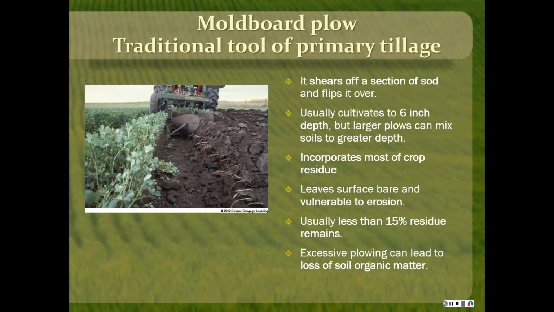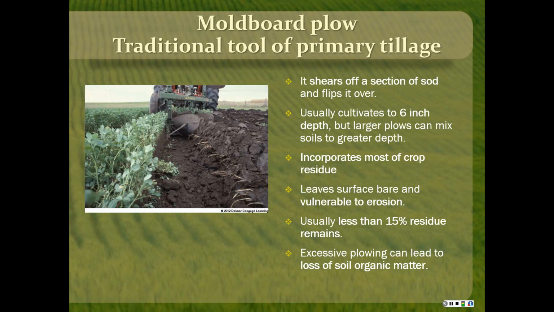And historically, the traditional tool of primary tillage was the moldboard plow, which is shown here. It isn't used as much in some areas now, but a moldboard plow actually goes in and totally shears off a section of sod and totally flips it over. And it usually cultivates to a 6-inch depth, but there's bigger plows that can mix soil to a greater depth than that. And it incorporates most of the crop residue that's on the surface, so if you use it, you won't have much crop residue left on the surface to protect the soil from erosion.